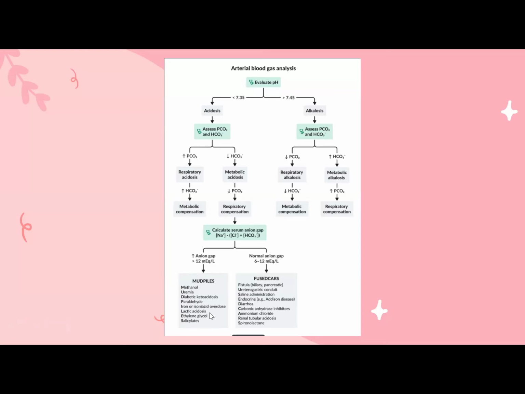So lactic acidosis, most probably the most common kind of lactic acidosis question they're going to give you is somebody who is post-op. They have hypoxia, their oxygen saturation is low after the operation.